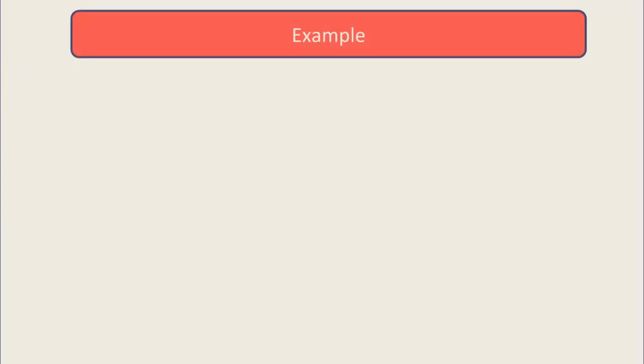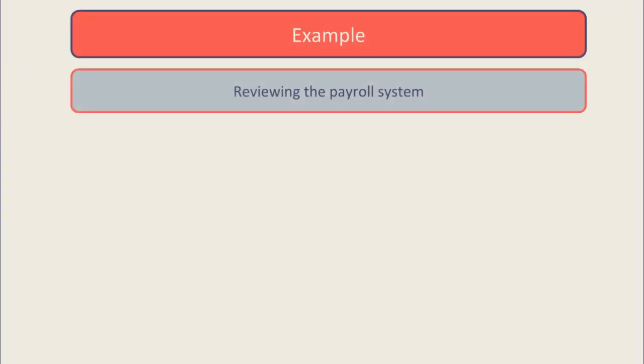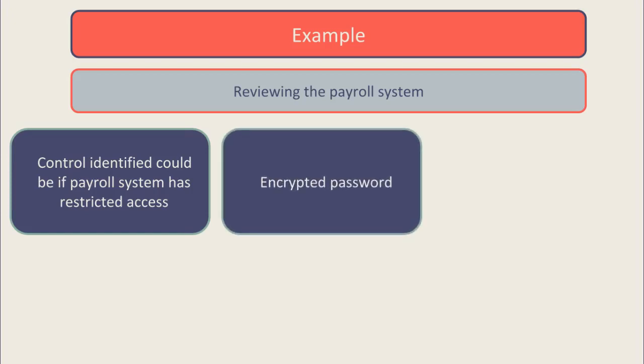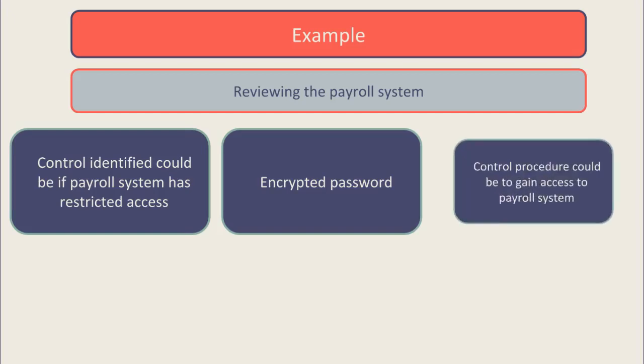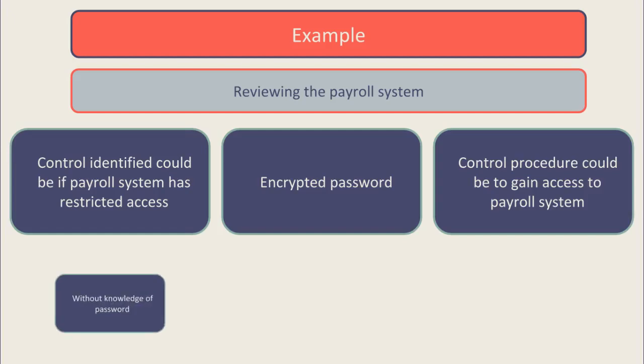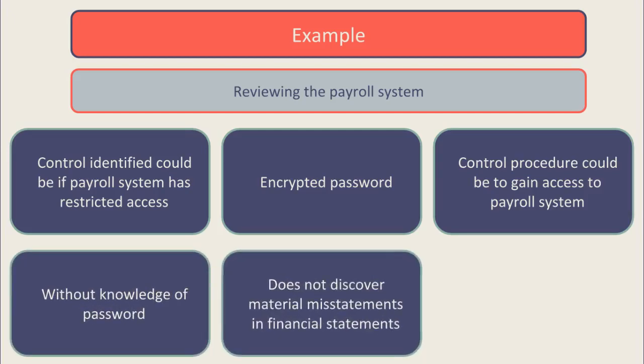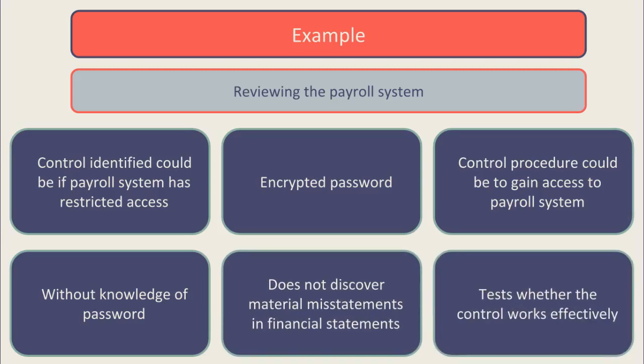An example would be when an auditor is reviewing the payroll system. A control identified could be if the payroll system has restricted access with the use of an encrypted password. A control procedure could be, with permission from the client, try to gain access to the payroll system without knowledge of the password. This procedure would not discover a material misstatement in the financial statements, but it does test whether the control the client has told you about works effectively.